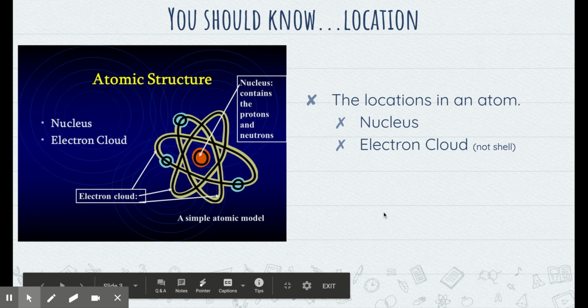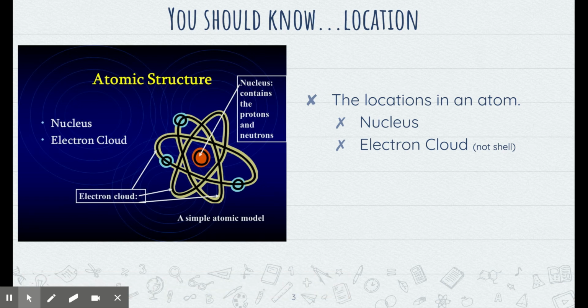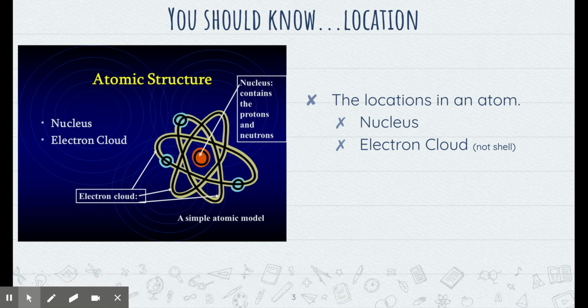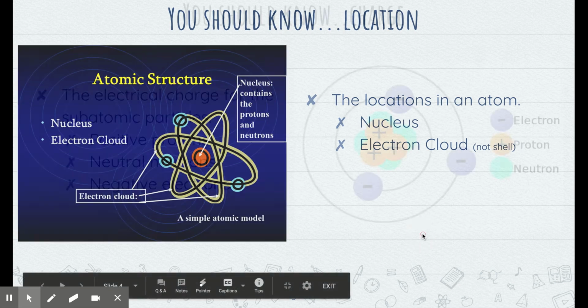You should also know the location. So we learned about the location. We have the nucleus, which contains protons and neutrons, and then the electron cloud on the outside. Many of you are telling me shell, and that's because you're copying and pasting from the internet. Please don't do that. Please only use the information that I have given you, okay? So again, you should have learned the two locations: the nucleus, which is in the center, and the electron cloud, which is on the outside.